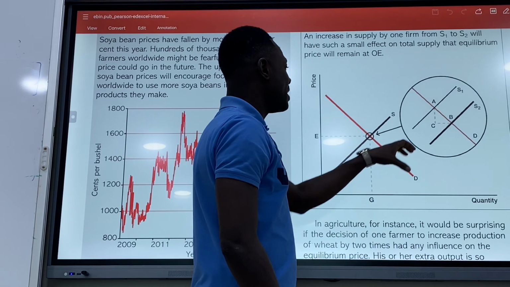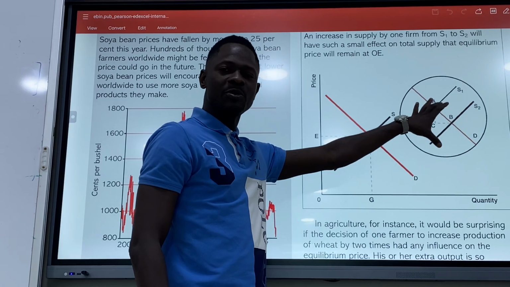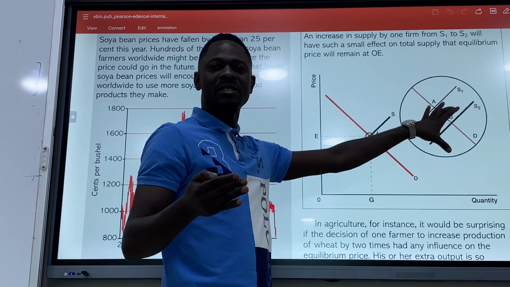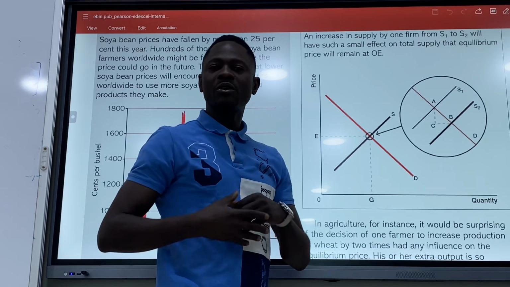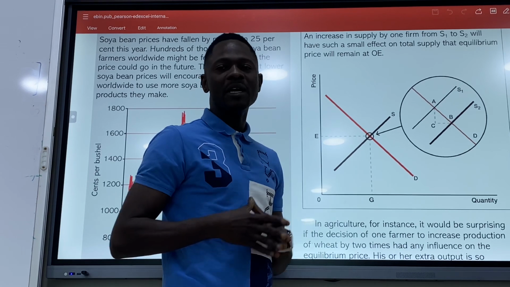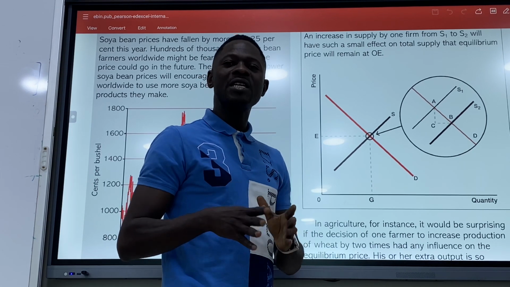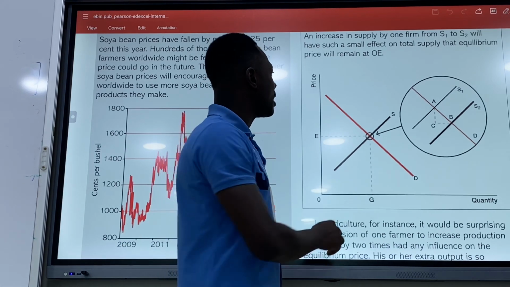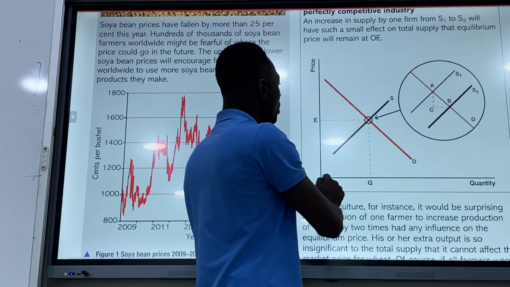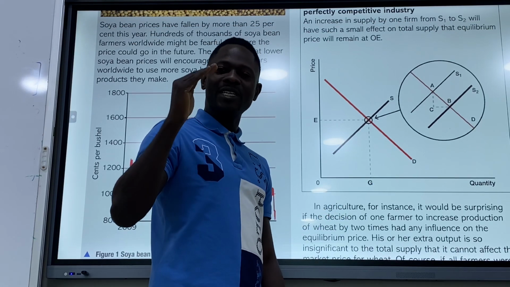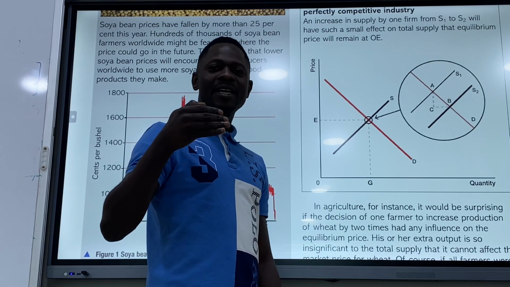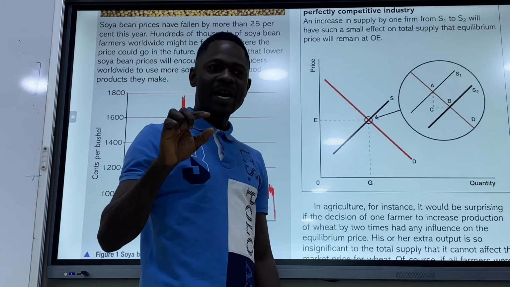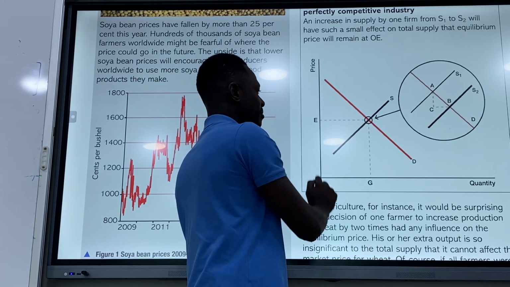So which means if a firm decides to increase its output, it's not going to have any impact on the price of the product. The price will still remain the same, and the firm will still continue to be a price taker because it's a perfect market. That is the point they are making here. I think the point is clear. So at OE, no matter what happens to the output of that firm, either increasing or reducing, the price will still remain at OE. That is the point.